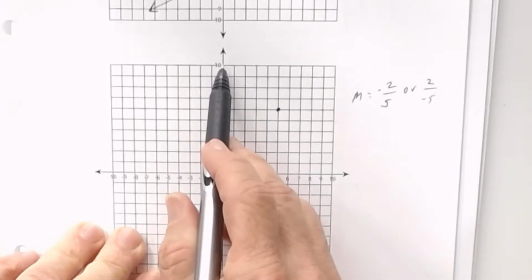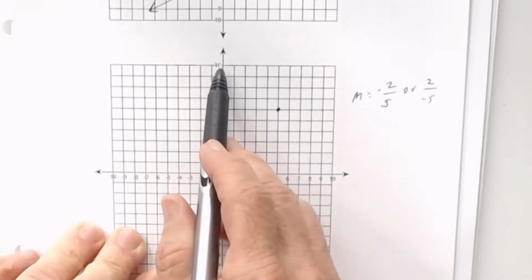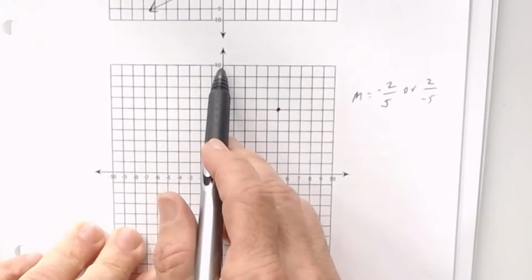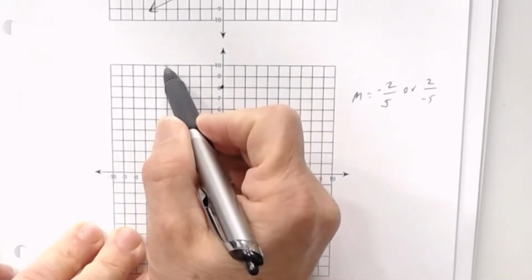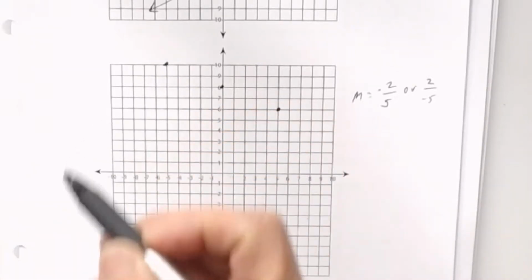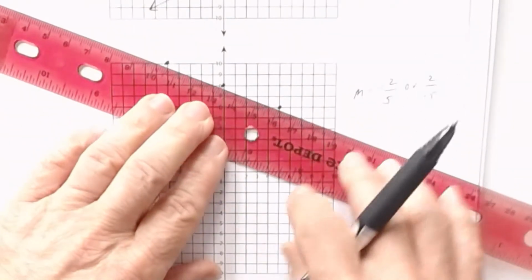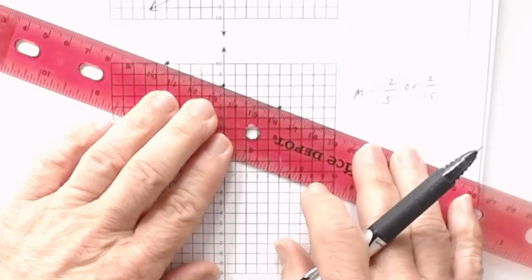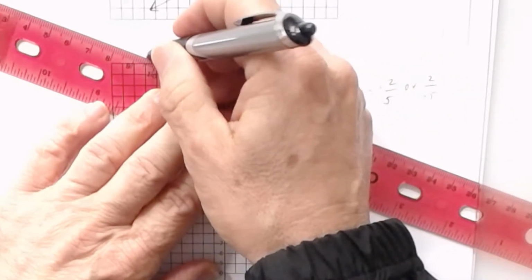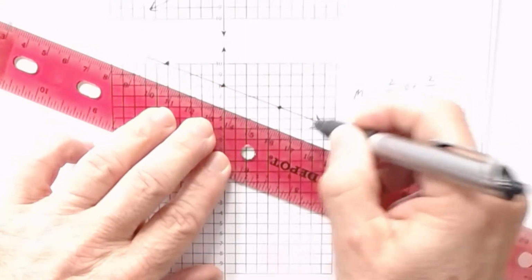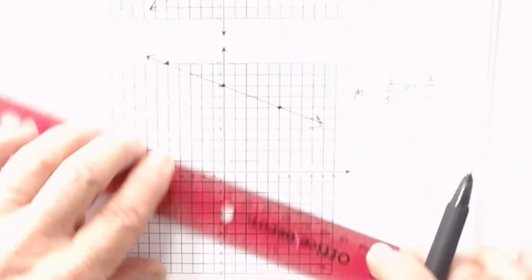And then my run, though, is what number? -5. So go which way? To the left. 1, 2, 3, 4, 5. And notice that when I draw that line, it goes through all 3 points. So it does not matter where you put the negative. Okay?